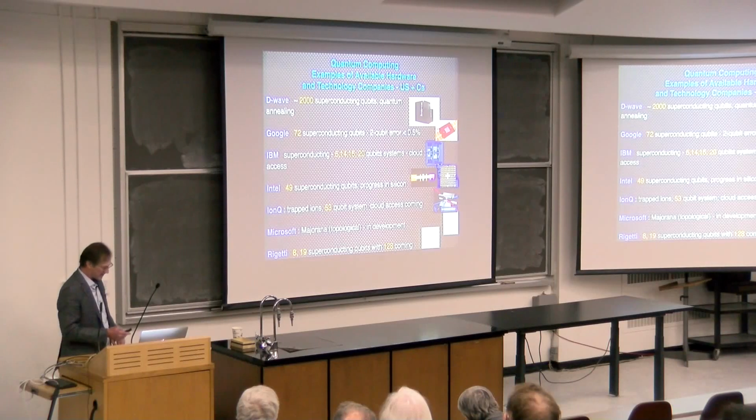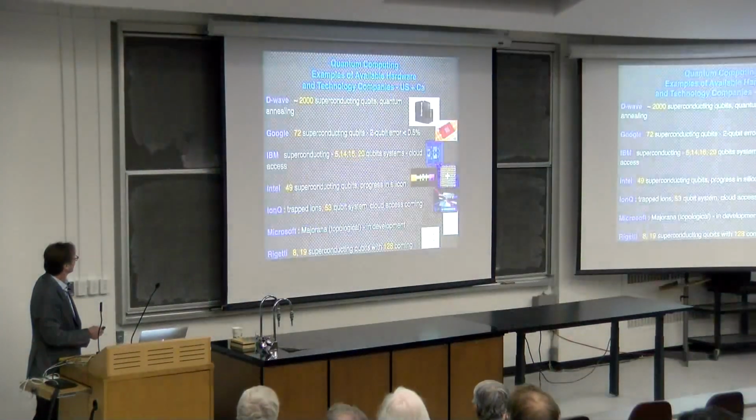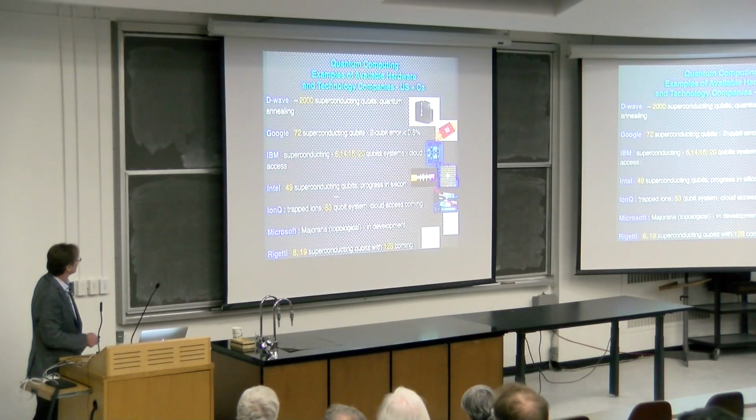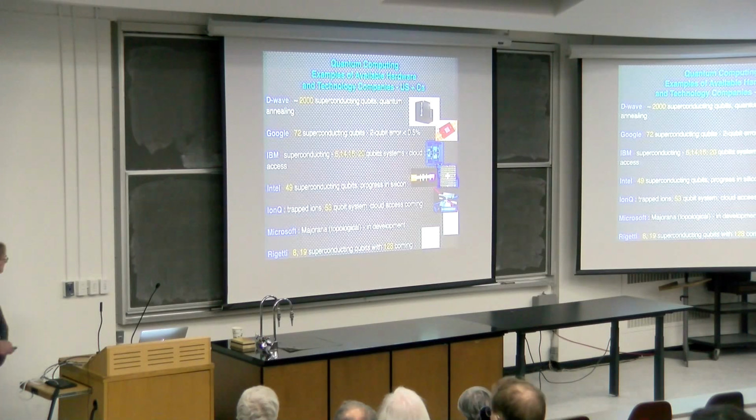As far as the technology companies are concerned, these are what you can get your hands on roughly. There's D-Wave. This is an annealing machine. It has about 2,000 superconducting qubits. Google has a chip with 72 superconducting qubits and an error rate of about 0.5%. IBM has systems with 5 through 20 qubits that you can get at through the cloud. Intel's got 49 superconducting qubits, and they're making progress in silicon.